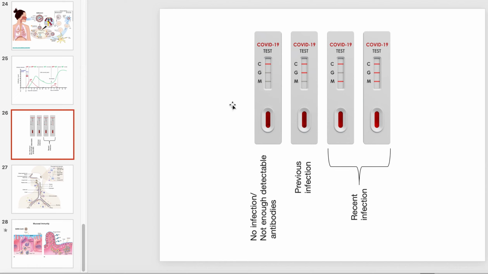And so if you're just looking for IgG and IgM, you could miss all these people that are now immune to the disease because they used different mechanisms to fight the infection.